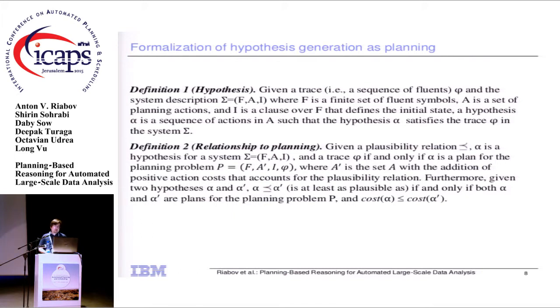Now, how do we formalize this problem? We start by defining a hypothesis as a sequence of actions that satisfies a sequence of fluents, which represent the trace of observations. We define the relationship to planning by establishing a one-to-one relationship between hypothesis and plans, such that we can also compute plan costs that would represent plausibility of hypothesis. So that if we compute the lowest cost plans, that would give us the highest plausibility hypothesis.